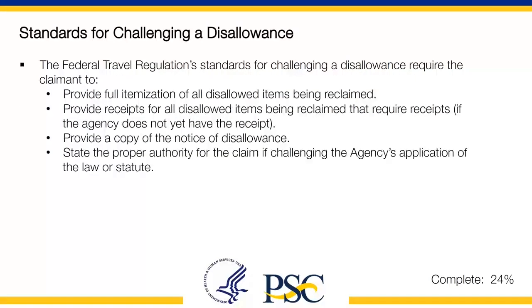The Federal Travel Regulations standards for challenging a disallowance require the claimant to provide full itemization of all disallowed items being reclaimed, provide receipts for all disallowed items being reclaimed that require receipts, if the agency does not yet have the receipt, provide a copy of the notice of disallowance, state the proper authority for the claim if challenging the agency's application of the law or statute.